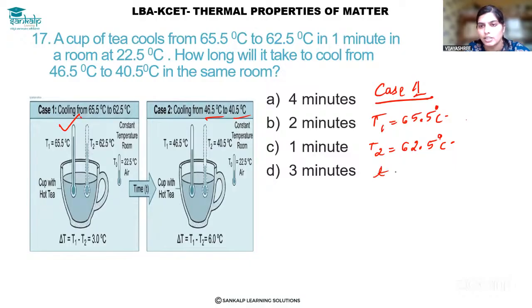Time interval is 1 minute, T1, and room temperature or surrounding temperature is equal to 22.5 degrees Celsius. Now we will apply Newton's law of cooling.